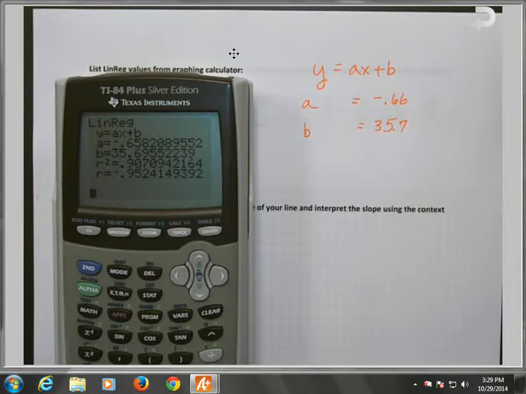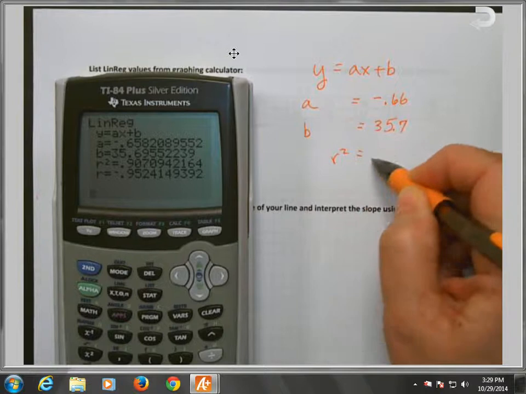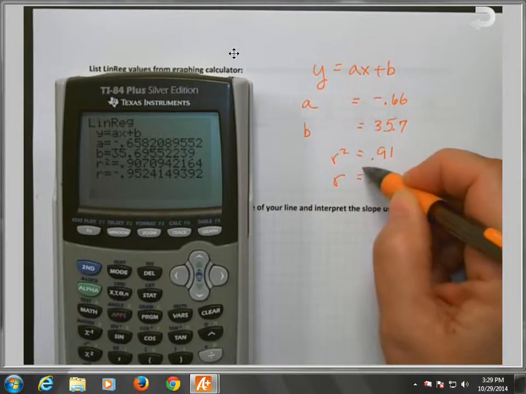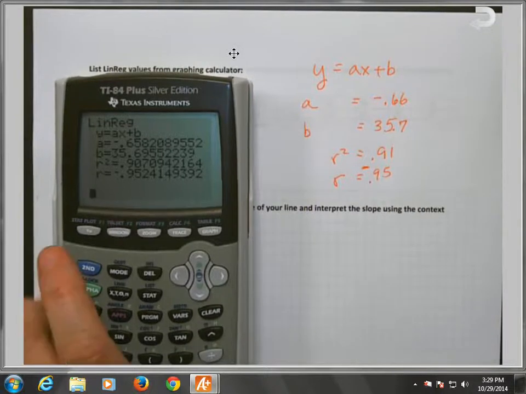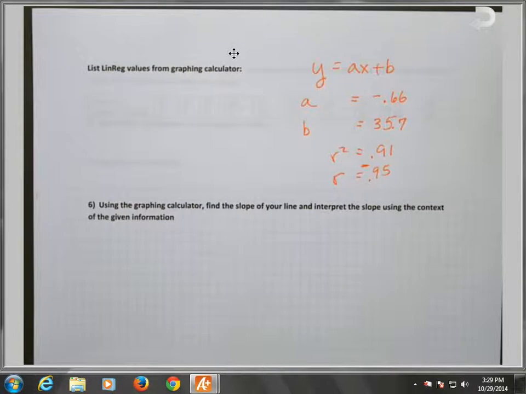Alright. Then we're going to write down r squared, 0.91, and r, negative 0.95. Alright, so let's talk about what these mean. This list of information is very important that you get this list off your calculator as soon as you can. You have 6 data sets to do in class, and you should get this information written down while you're in class, and then you can analyze it later. You can answer the questions based on those numbers later, but do get them written down.